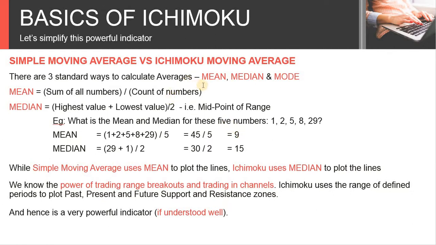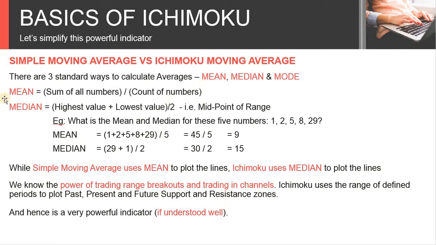Now, the median, on the other hand, is the midpoint of a particular range. In the same example, you have 1, 2, 5, 8, and 29, the highest and the lowest values being 29 and 1. The way the median is calculated, you look at the highest value, you look at the lowest value, add them together, and divide by 2 to find the midpoint. In this case, 29 plus 1 divided by 2 is 15.